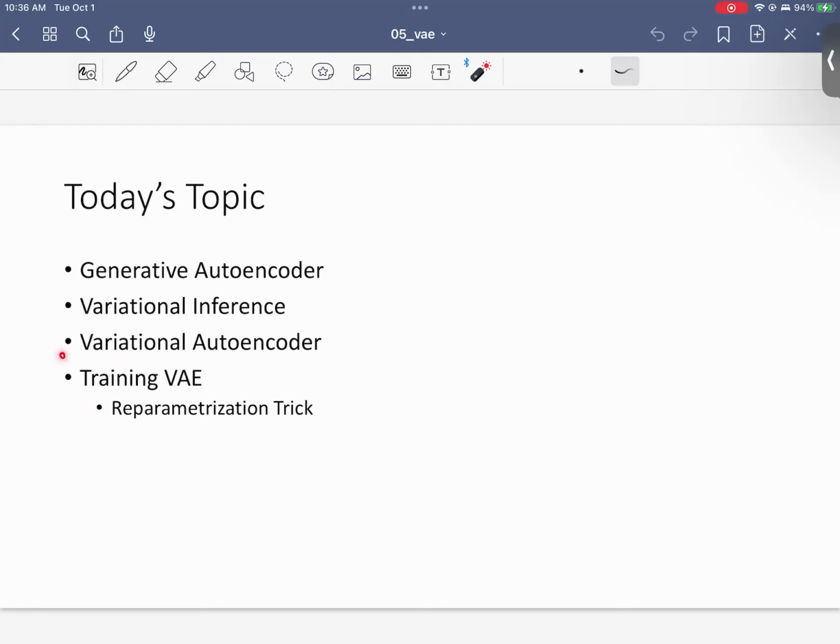VAE itself, variational autoencoder, is a nice theory and a great framework, but to actually train it using PyTorch or TensorFlow or any autograd packages, you need some trick to actually make it trainable, which is called the reparametrization trick. So we're going to learn that and then finish the class.